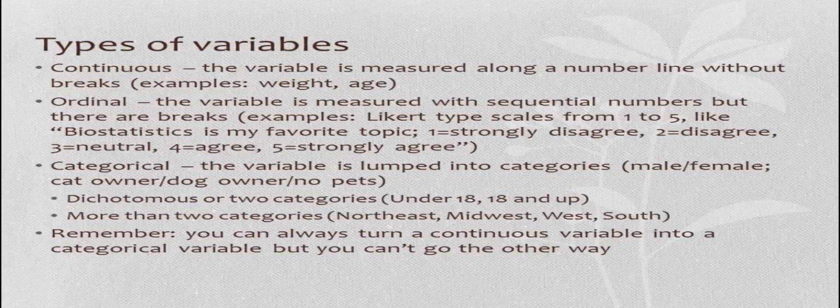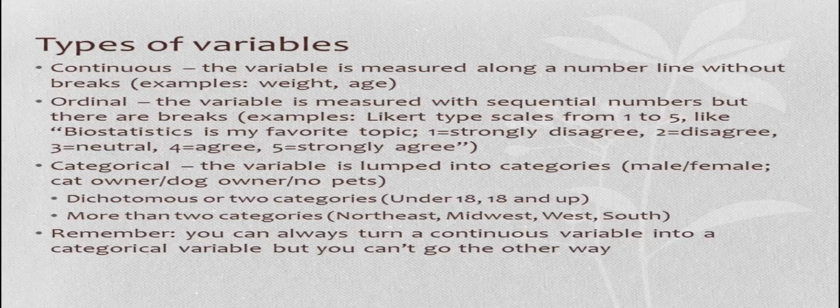Categorical variables are also quite commonly used. It's a variable where there are a couple of different values, but they're not numerically related to each other, like gender, male, female, or pet owners, people who own cats, people who own dogs, people who have no pets at all. Region of the country, Northeast, Midwest, West, South, etc.